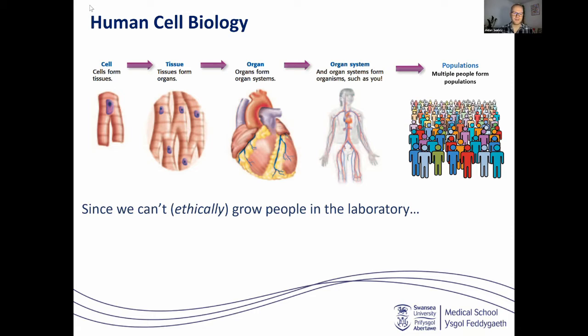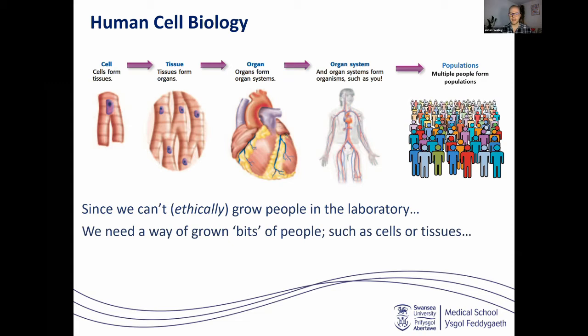So we need alternative methods in order to test drugs before we give it to people. If we just gave untested drugs to the population, people would get sick. Some people might even die because we don't know if that drug works or if that drug is safe. And so we can kind of work our way around that by growing bits of people, such as cells or tissues, and testing it in those cells and tissues first.